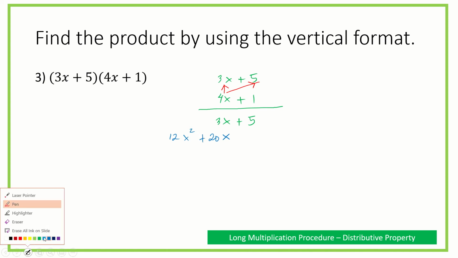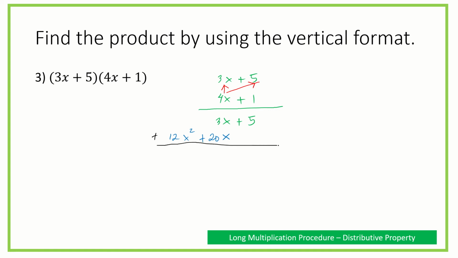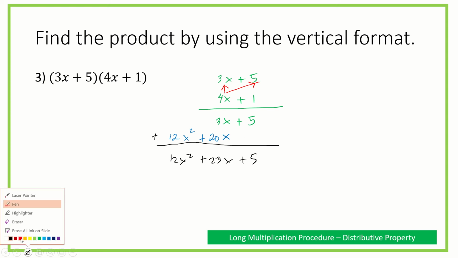And then, what you need to do next is just to add. So, 12x squared. 20 plus 3 is 23x. Then here, bring down plus 5. So this is our final answer.